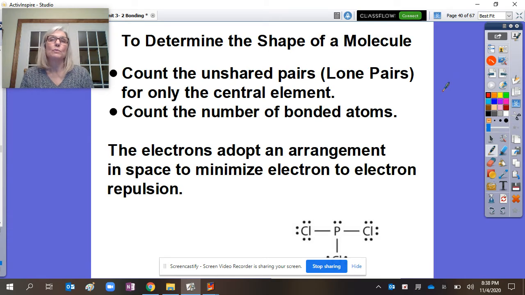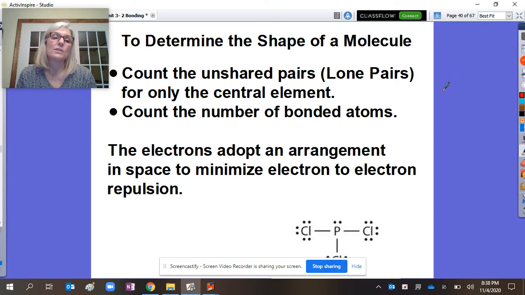So how do we determine the shape? I gave you a reference sheet in class. It's that little half sheet, and we're going to use that to figure out what our shapes are. But in order to do that, we've got to make sure we understand some terms. So two things we're going to do. We're going to count the unshared pairs, or the lone pairs, for the central atom.